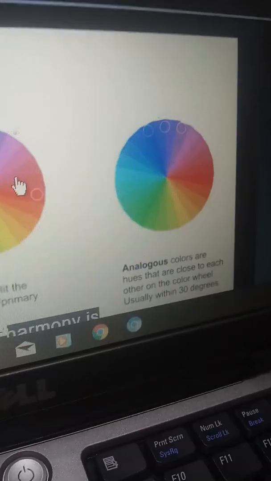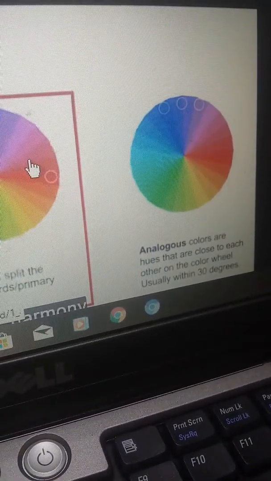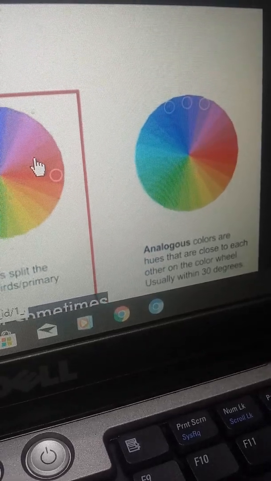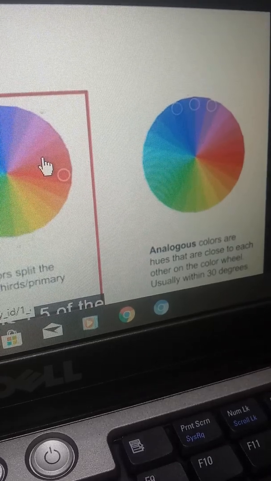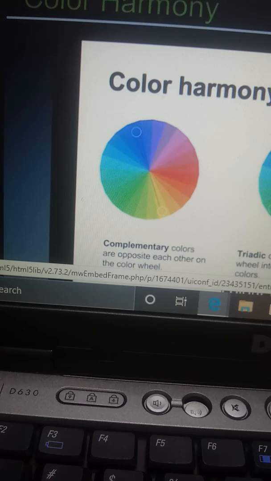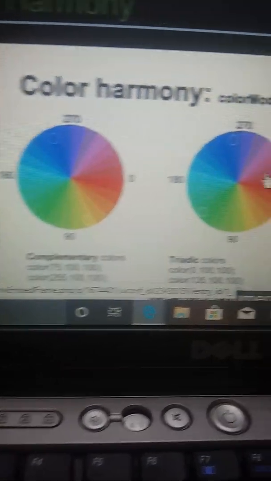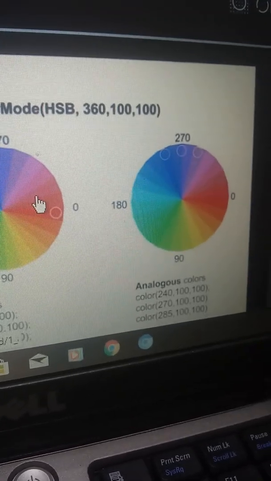The second harmony is triadic. Colors in triadic harmony generally split the wheel into equal thirds. However, sometimes they skew more towards one half of the wheel than the other. Lastly, analogous colors are color hues that are close to each other on the wheel. Numerically speaking, these are colors that are within 30 degrees of each other.